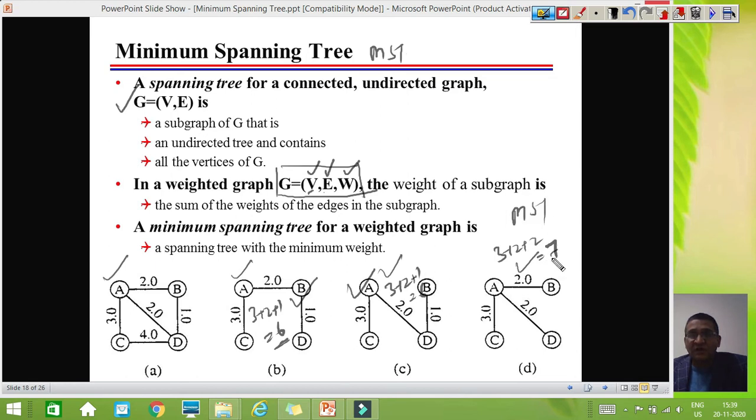We can get better cost, that is 6. So to conclude this, we can have many spanning trees for any given graph. Okay, we have many spanning trees. We have also many minimum spanning trees for a given graph. Also we have 2 minimum spanning trees for this graph. So there is not only a unique spanning tree, and there is not only a unique minimum spanning tree, but multiple structures are possible.